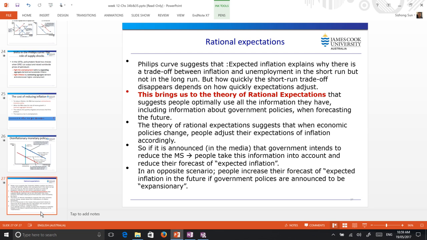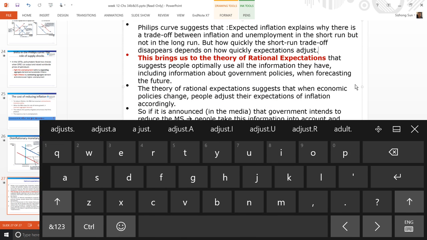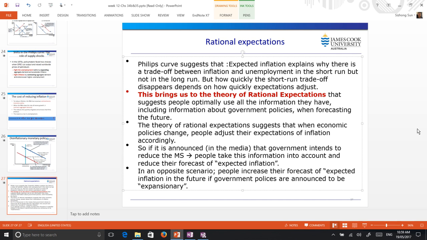So this brings us to the theory of rational expectations, which suggests that people optimally use all of the information they have, including information about government policy, when forecasting the future. So the theory of rational expectations suggests that when economic policies change, people adjust their expectation of inflation accordingly. And what we have been doing is implicitly assuming rational expectation.